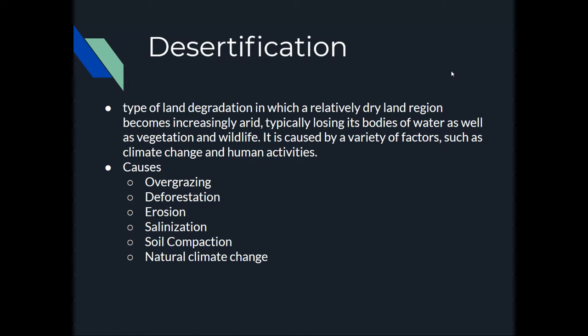So the last slide, the definition of desertification is a type of land degradation in which a relatively dry land region becomes increasingly arid, typically losing its bodies of water as well as vegetation and wildlife. It is caused by a variety of factors such as climate change and human activities. Causes are overgrazing, deforestation, erosion, salination, soil compaction, and natural climate change. And that is the end of this presentation and also the end of Unit 2.